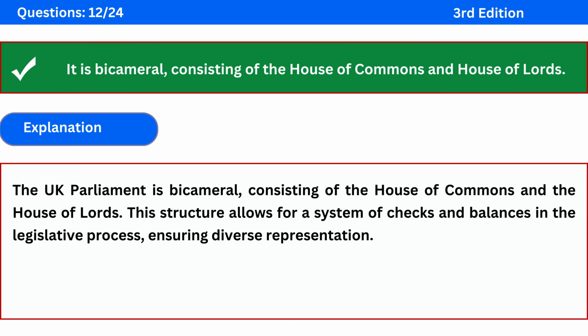The correct answer is, it is bicameral, consisting of the House of Commons and House of Lords. Explanation: the UK Parliament is bicameral, consisting of the House of Commons and the House of Lords. This structure allows for a system of checks and balances in the legislative process, ensuring diverse representation.